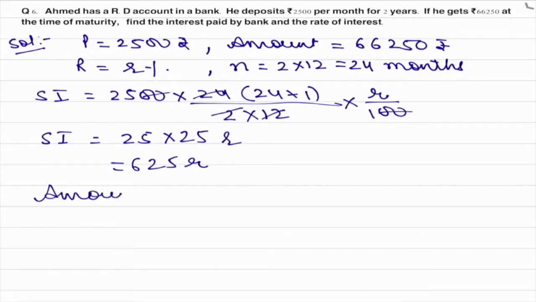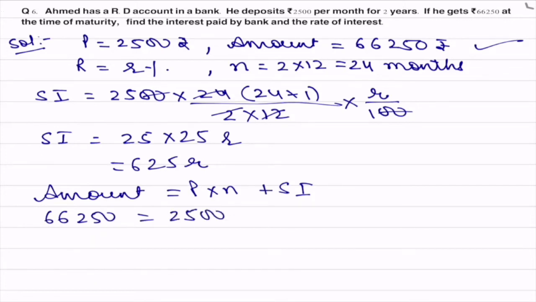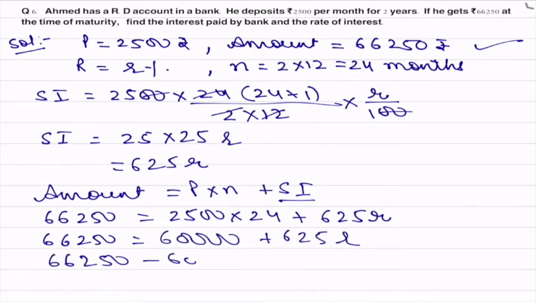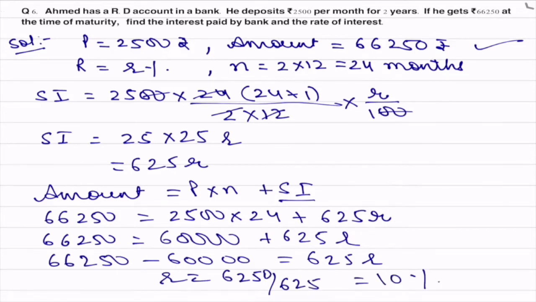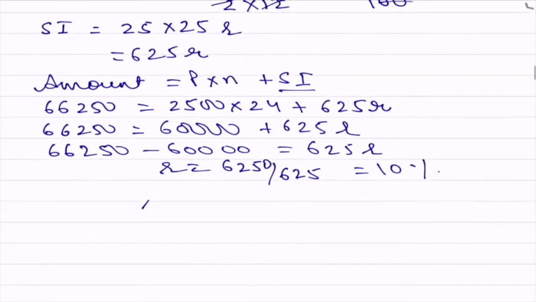So amount formula is P into N plus simple interest. Amount value is already given, that is 66,250 equals principal 2500 into number of months 24 plus 625 R, the value of simple interest. So after solving this, we will see that the rate of interest value is 10%. So the first part of the question is find the rate of interest. Second is find out the simple interest. So rate of interest is 10%.